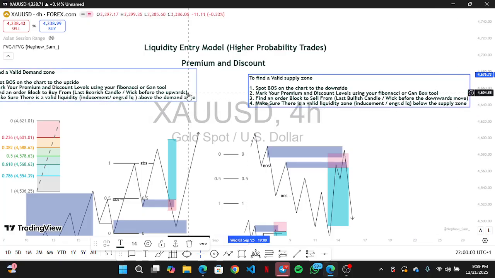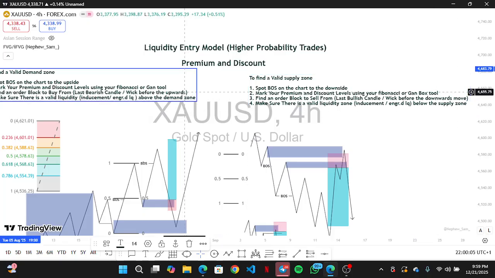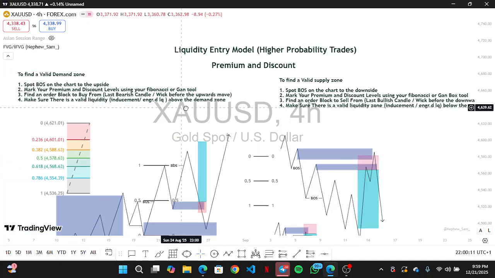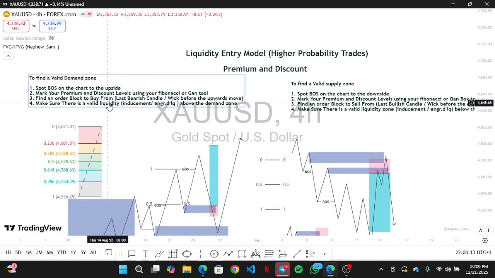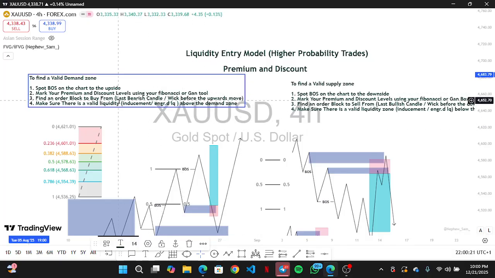Before the downwards move and before the upwards move, I just want to make sure the English is correct. Don't mind downwards move. So now find another block to buy from. Make sure there is a valid liquidity level above the demand zone. So let's just recap on that. Then we'll get to the charts now.